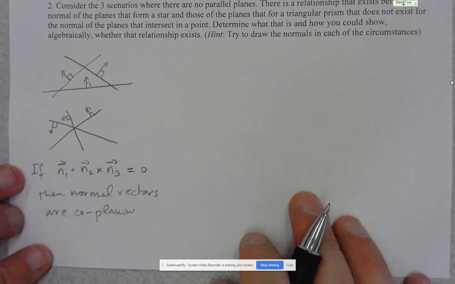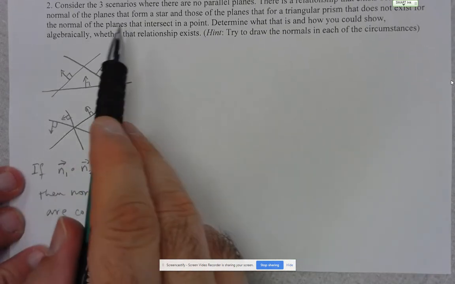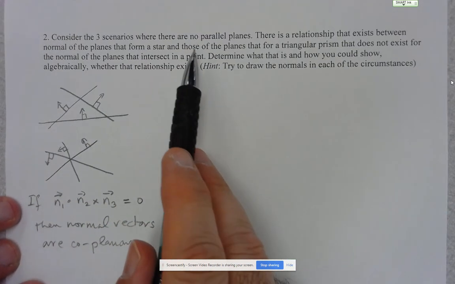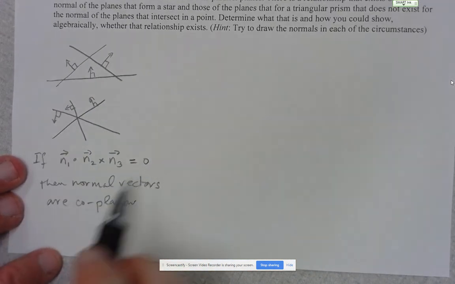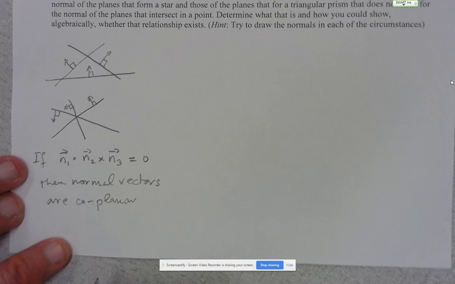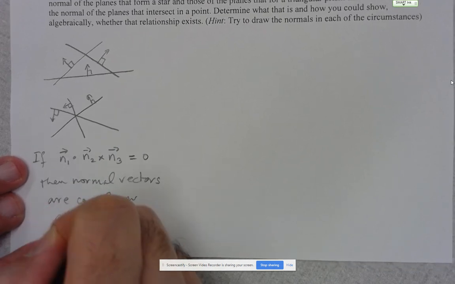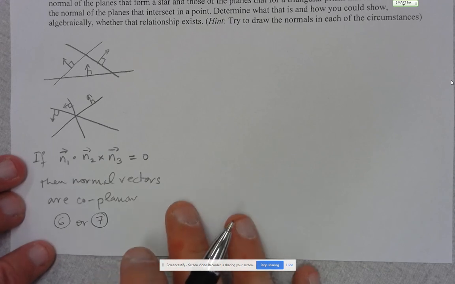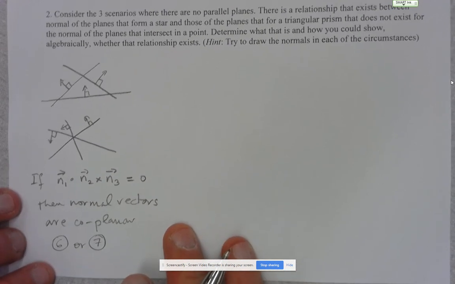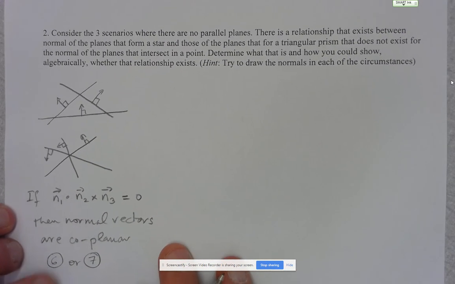Okay, and what does that mean? So again, we're assuming here that we've already determined that we're not looking at parallel planes, that if this triple product is 0, it means the normal vectors are coplanar. That means we have either option 6 or option 7. There's no way for these three planes to intersect in a point.